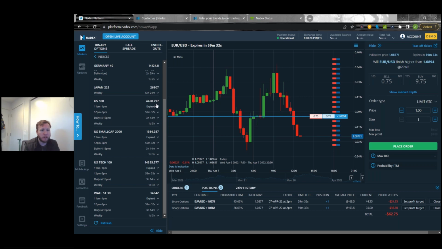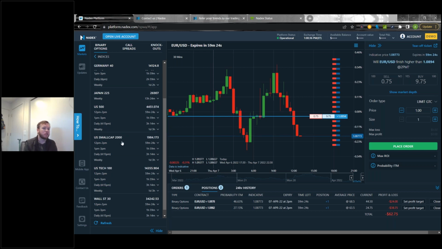If you hit this refresh button, it's going to take away the expired contracts and give you the new ones. So if I hit refresh, there we go. 1 p.m. to 3 p.m. is here now, and the expired contract's gone. It's just the easy way to get the new contracts up without actually refreshing your entire browser.